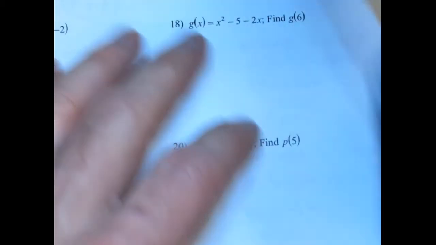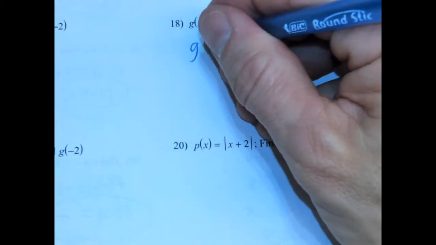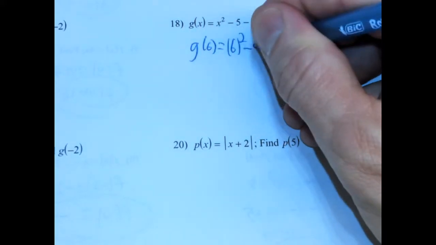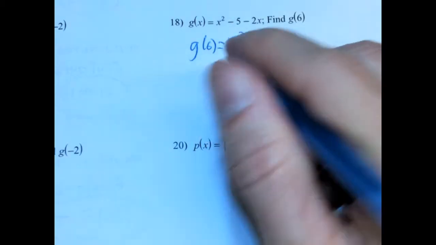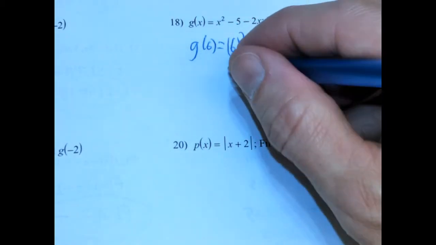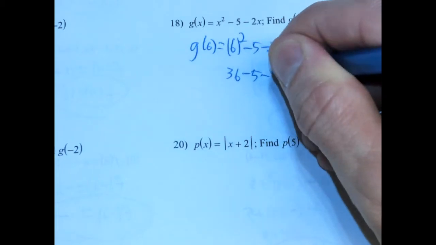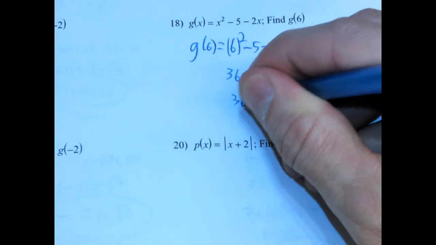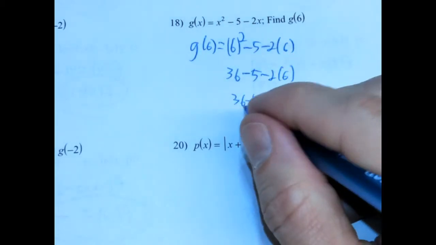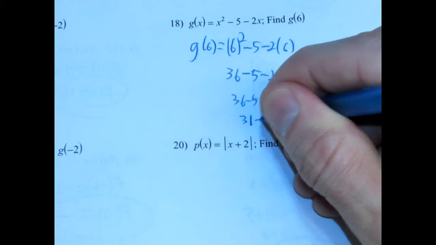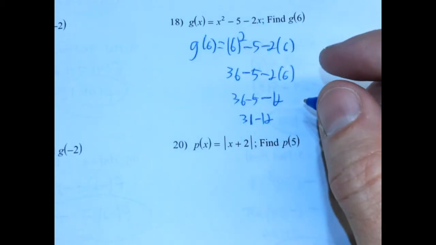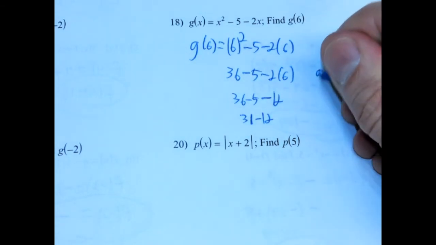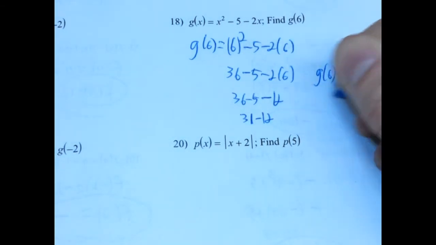Let's do this one. G of 6 equals 6 squared minus 5 minus 2 times 6. And then 6 squared is going to be 36 minus 5 minus 2 times 6. Negative 2 times 6 is going to be negative 12, so 36 minus 5 minus 12. 36 take away 5 is 31 minus 12. And 31 take away 12 is 19, I believe. Yes, 19. So G of 6 equals 19.